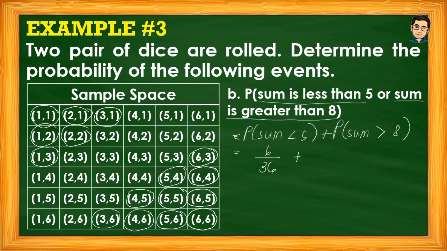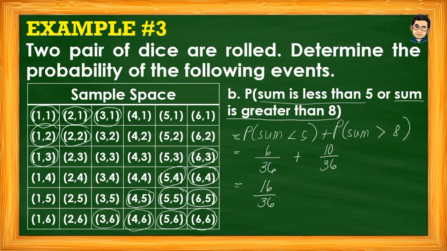Tingnan natin para siyang may pattern, di ba? So, 1, tas 2, 3, 4. So, i-add lang natin yan. We have 10. So, that is 10 over 36. So, nakuha na natin yung probability ng bawat event. So, i-add lang natin. So, 6 plus 10, that is 16 over 36.